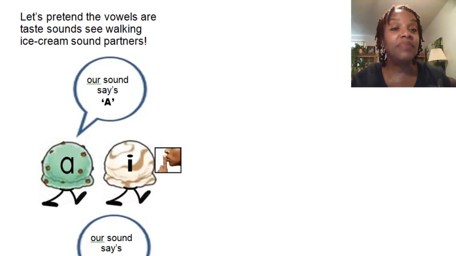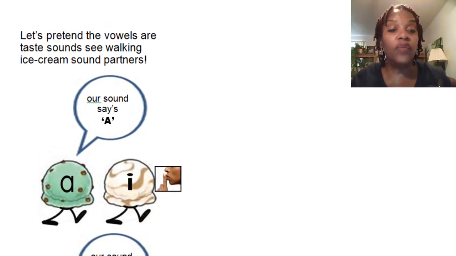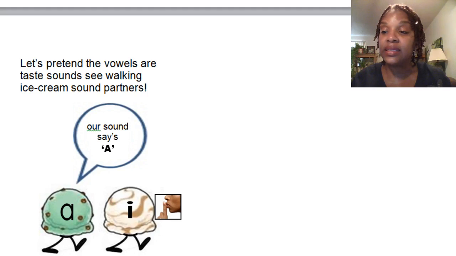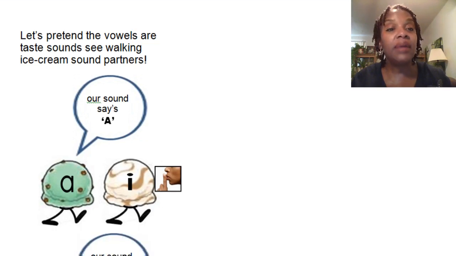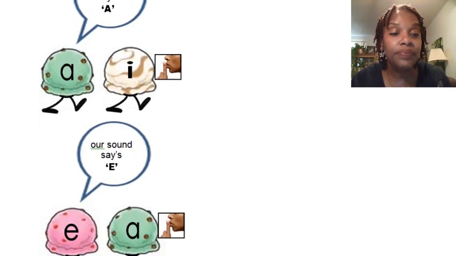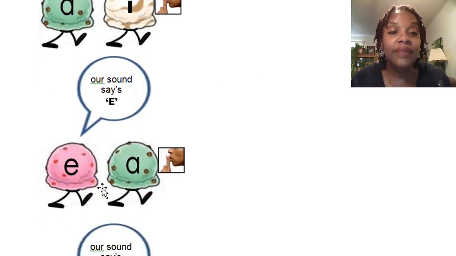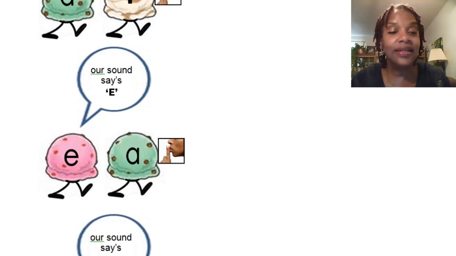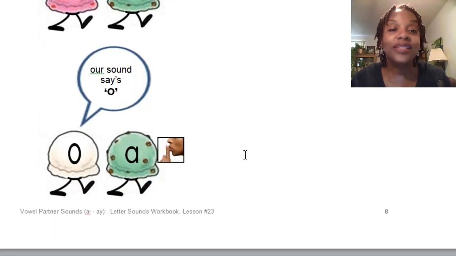All right, the same thing applies if you think about them as, let's get this on the screen a little better. If you think about the two vowels as ice cream sounds, same rule. When two ice cream vowels walk, only the first one gets to talk. So A and I, our sound says A. Let's move it up. E and A, our sound says E. Our sound says O. Alrighty then.